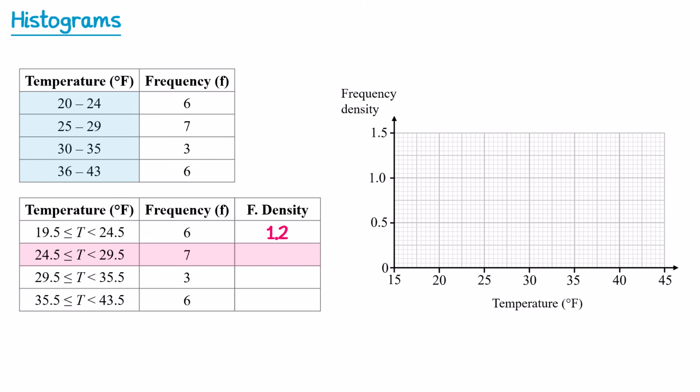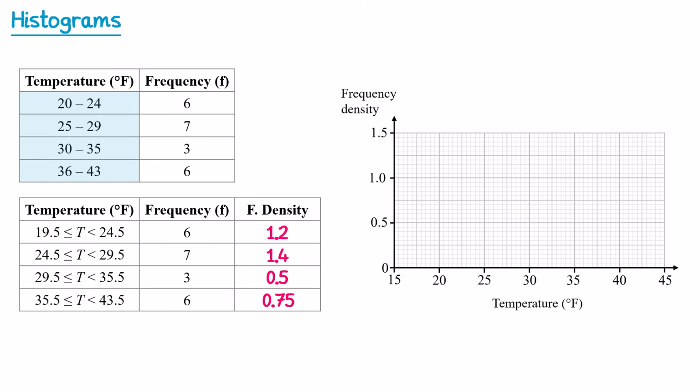So 7 divided by 5, which is 1.4. The next group is 3 divided by the difference between 29.5 and 35.5, which is actually 6 this time. So 3 divided by 6 is 0.5. For the final group, it's 6 divided by the difference between 35.5 and 43.5, which is 8. So 6 divided by 8, which is 0.75.